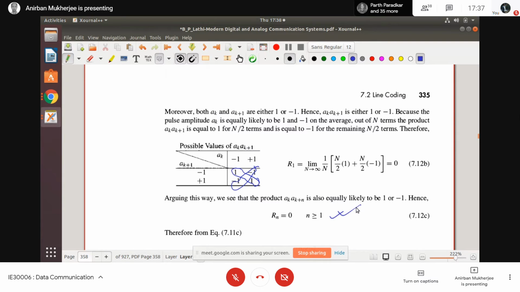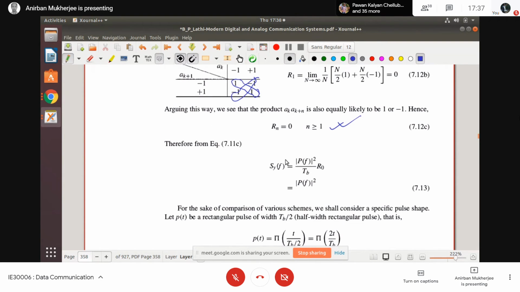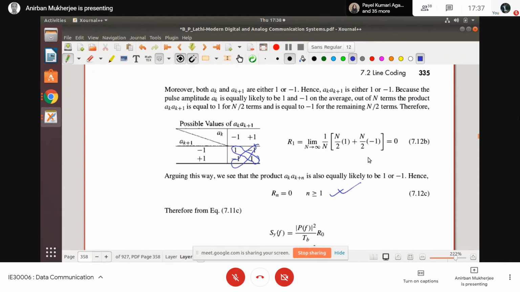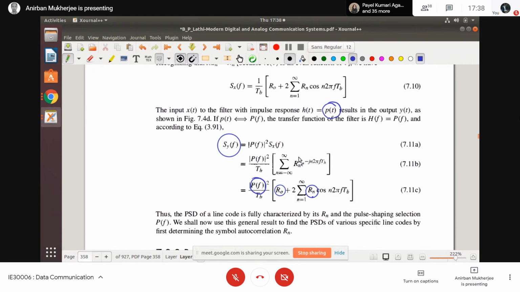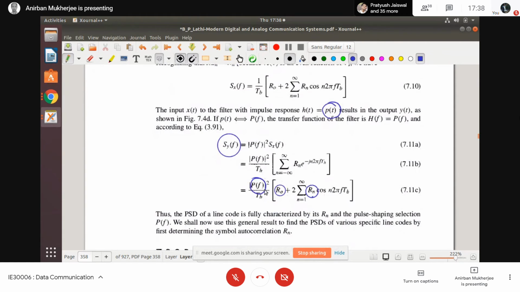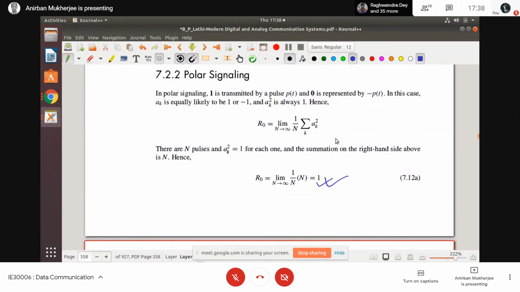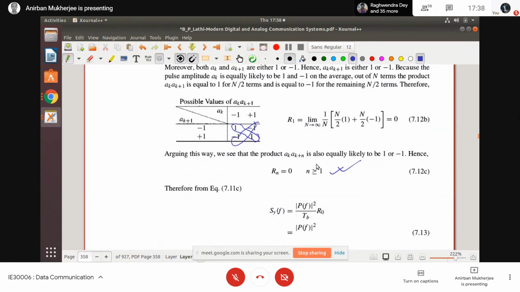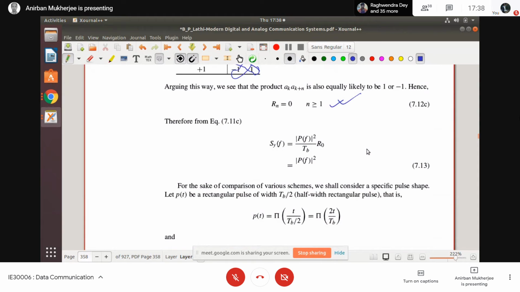So from that, you have only the R0 term. If you have only the R0 term, S_x(f) will be R0 by Tb. R0 is 1, so that is 1 by Tb. Then S_y(f) is R0 by Tb times, not P, it is P squared.